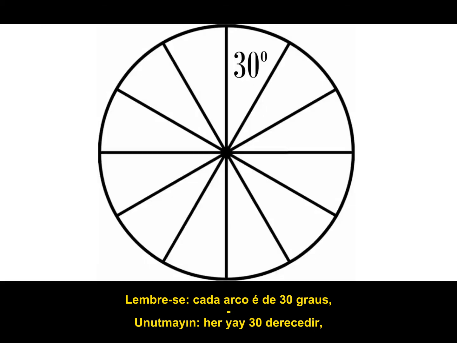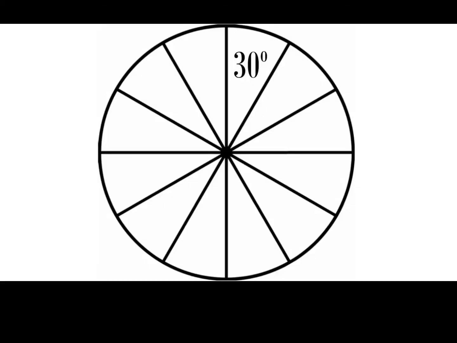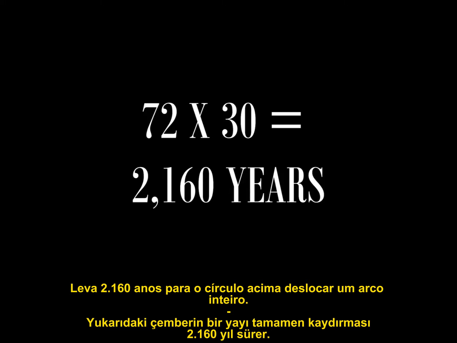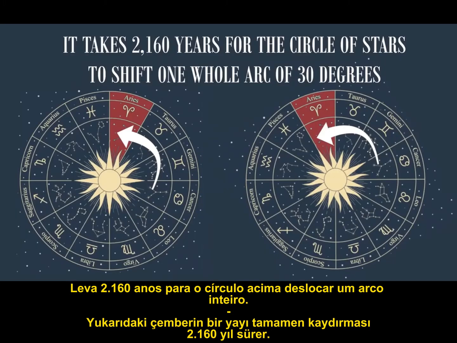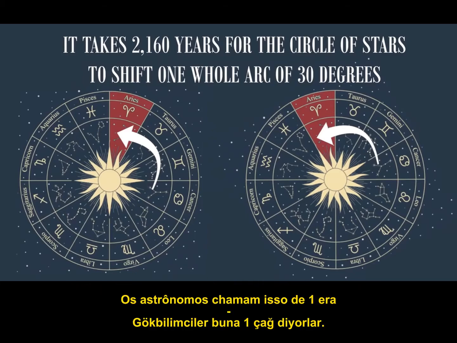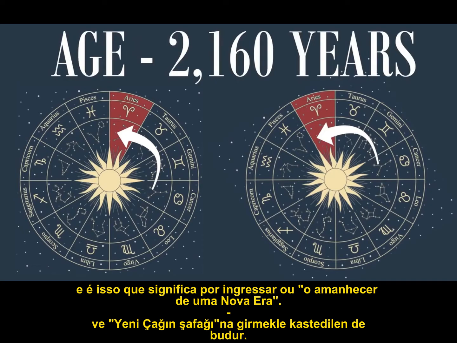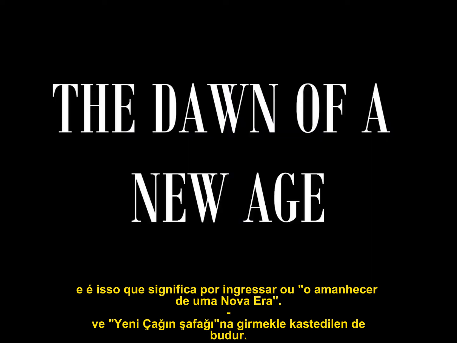Remember, each arc is 30 degrees. If we multiply 72 with 30, we get 2,160 years. It takes 2,160 years for the circle above to shift 1 whole arc. Astronomers call this an age, and this is what is meant by entering or the dawn of a new age.